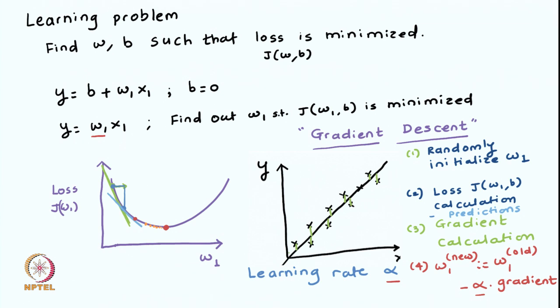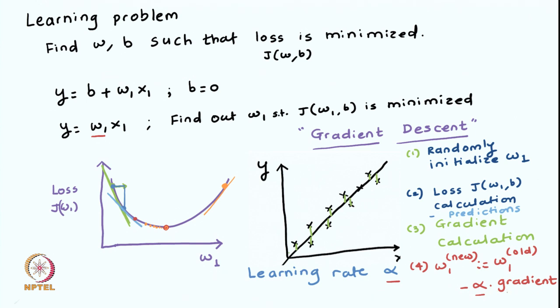Is this clear? So this is how we reach this particular point. Now you can pause here and work out yourself how this calculation works if I randomly initialize the point over here. You can see that the gradient, this is the direction, this is the slope, and we will be moving in the opposite direction of the gradient. Since the gradient is positive here, we will be moving in the opposite direction.